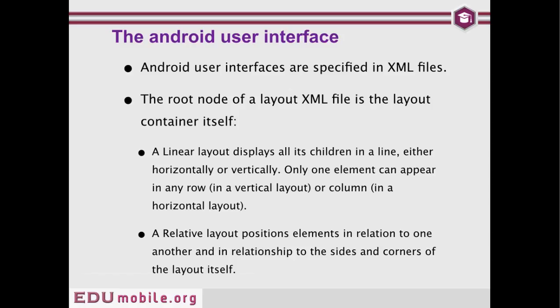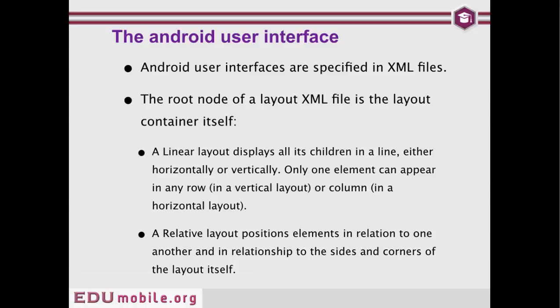Android user interfaces, as we already know, we've seen this in a couple of cases, are specified in XML files. The layout XML is where we specify a user interface for an activity. The root node of the layout XML file is the layout container itself. And there are two basic types, linear layouts and relative layouts. Now, in older versions of Android, in older versions of the IDE, the Eclipse IDE and some other IDEs, it would give you a linear layout by default. But in newer versions, it will give you a relative layout by default.